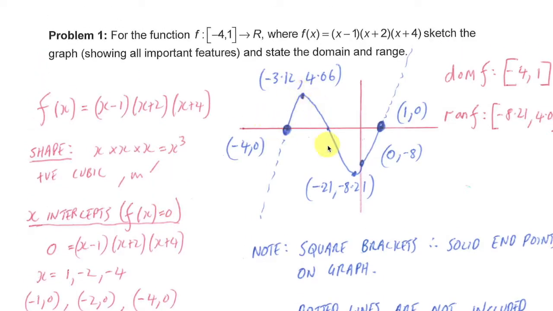So here's my graph. Remember, it's a positive cubic. I've got those x-intercepts, and they're also the endpoints as it turns out. And I've got (0, -8) there as well. And then I've got my values, as you can see here. My domain is from -4 to 1, and my range is from the lowest value of y that I have, which is -8.21, up to the highest value I can have, which is 4.06, and that's corrected to 2 decimal places. Let's take a look at how I can find all of that information using my CAS.